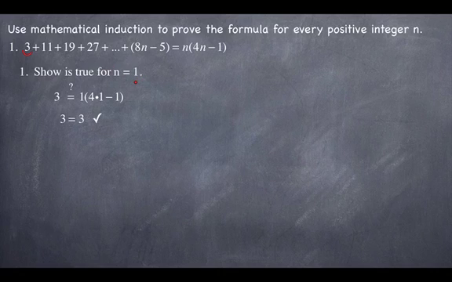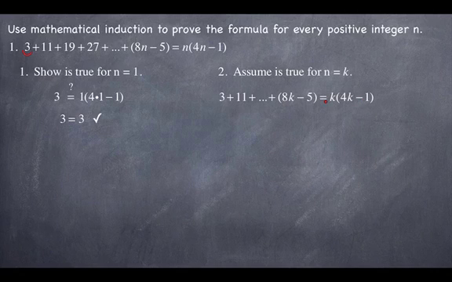Let's go to the second step. Second step is actually pretty easy. It may seem redundant, but we use the second step in step 3. It's very important for you to do step 2. So all we're going to do is assume that it is true for n equals k. So over here, wherever you see an n, we plug in a k. And that's all we do on step 2.